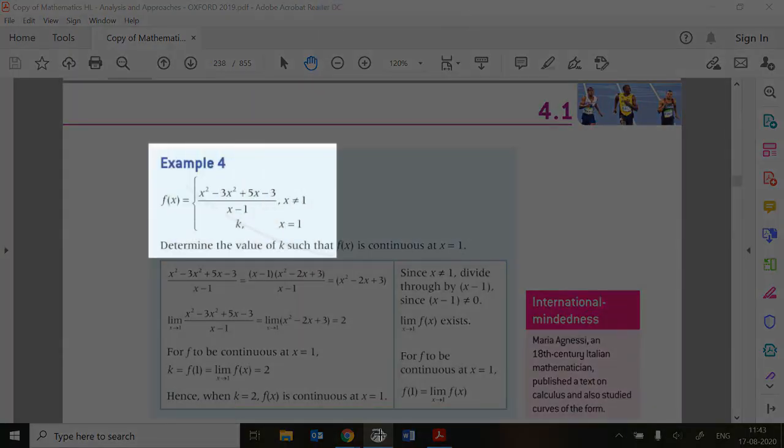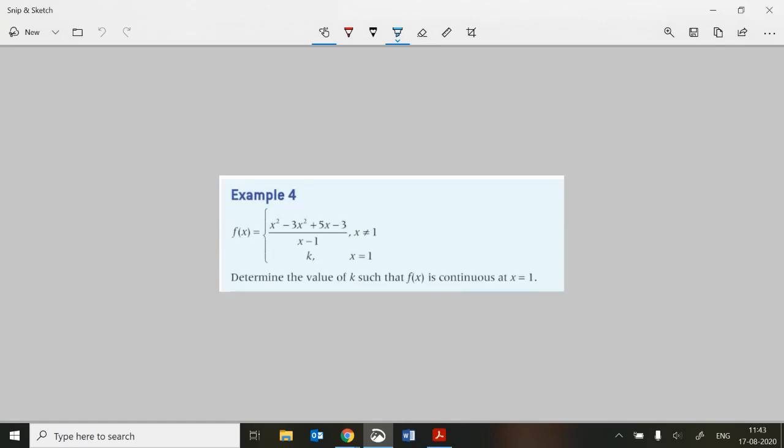And now we're talking about a function which is kind of similar to where we started, when we said x squared minus 1 divided by x minus 1. We're getting something very similar here. And this piecewise function, again, is saying we've got this function on the top divided by x minus 1, and the function is equal to k when x is equal to 1. It says determine the value of k such that f of x is continuous at x is equal to 1.